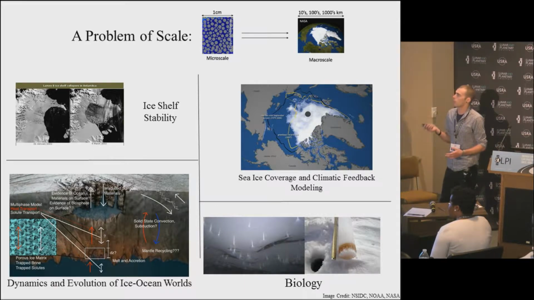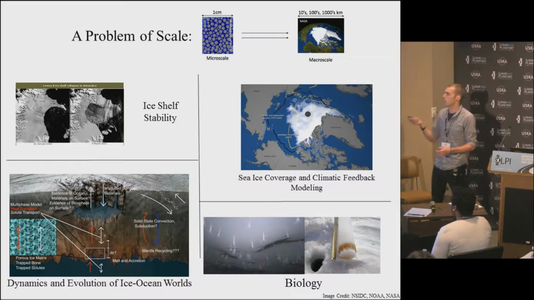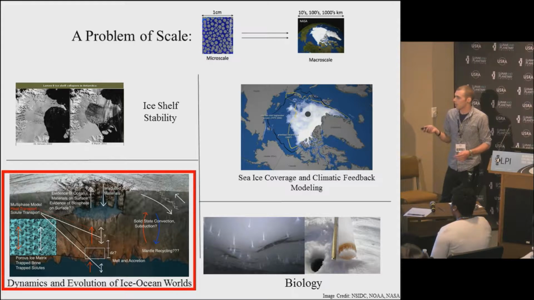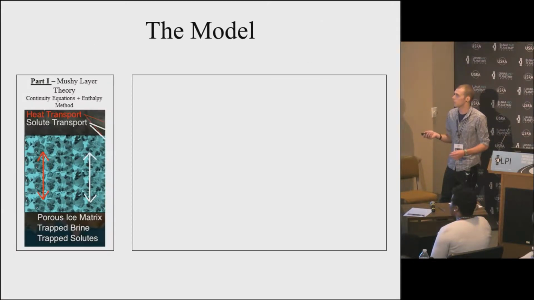One of the big issues we're working with is that the models we're running are pretty small scale, but we're interested in large-scale features like all of the poles, long-term climate modeling, things like that, or an entire ice shelf. So that's what we're focusing on here: how this can relate to more planetary applications.